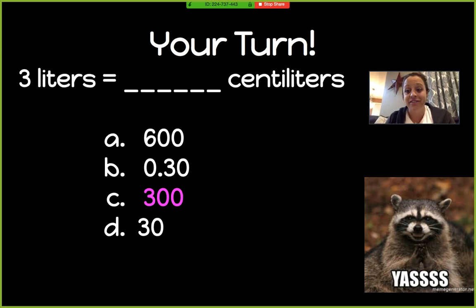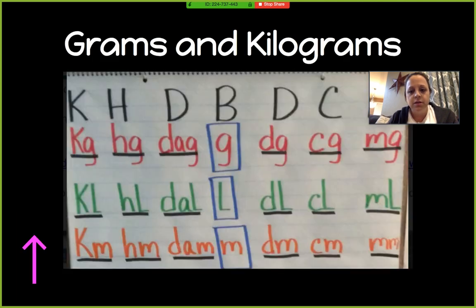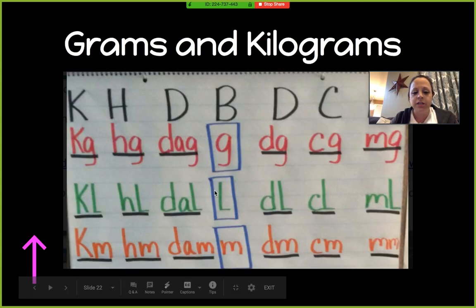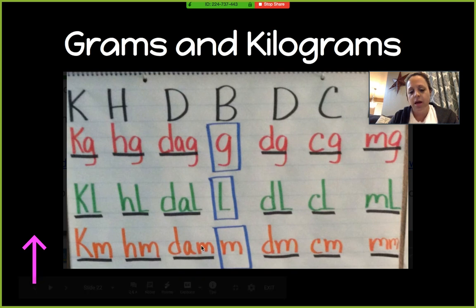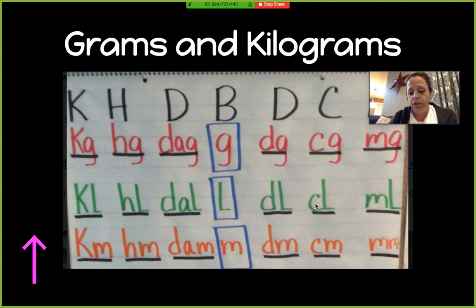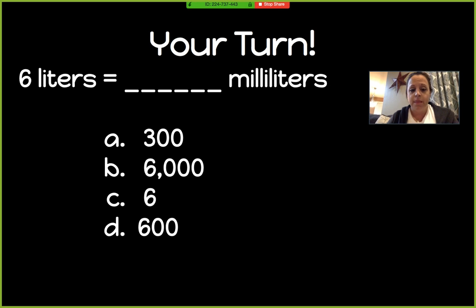Okay, let's do another. All right, 6 liters is how many milliliters? All right, 6 liters, here's our liters. So we know we have 6 liters. So think of 6.0. And we want to know how many milliliters. Here's milliliters. Milliliters is 1, 2, 3 places to the right. Go ahead and pause this and solve it, and then we'll check.